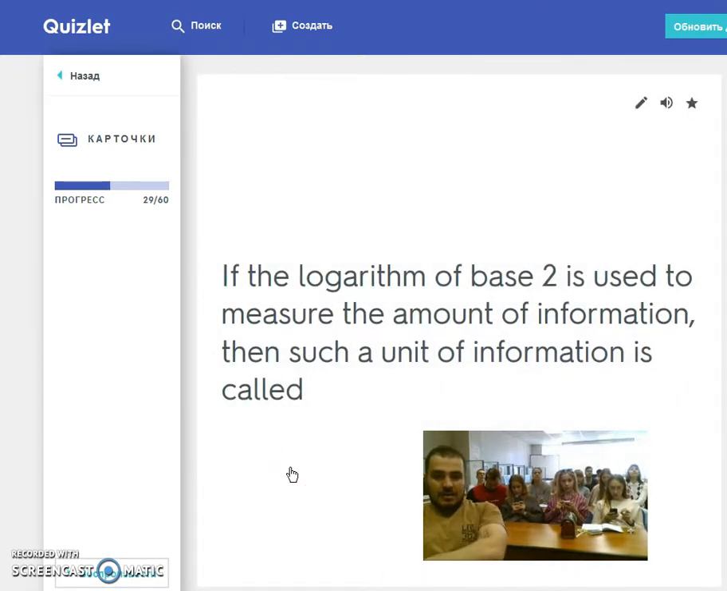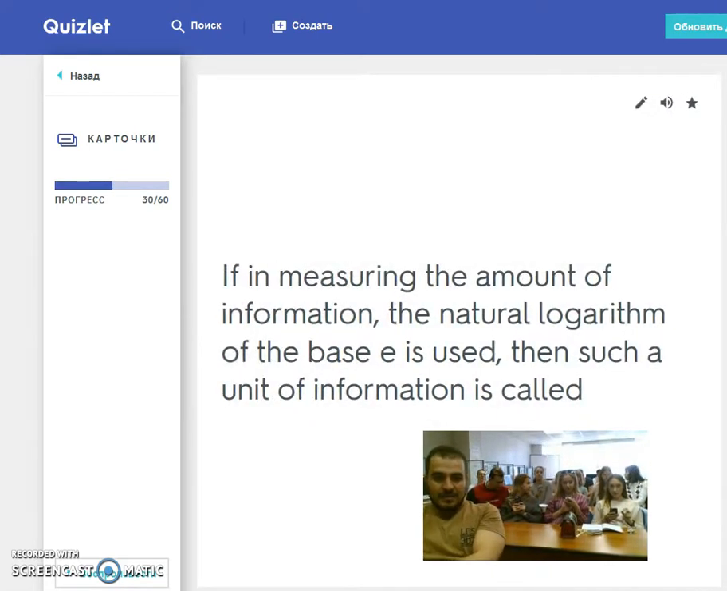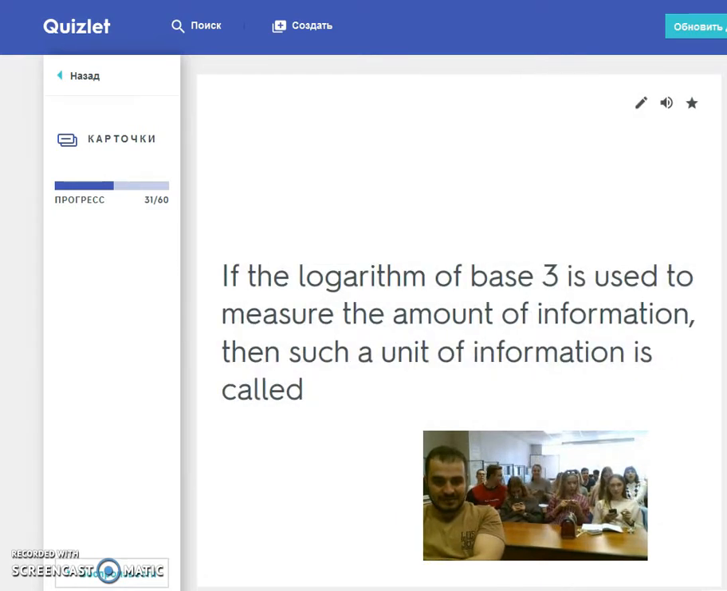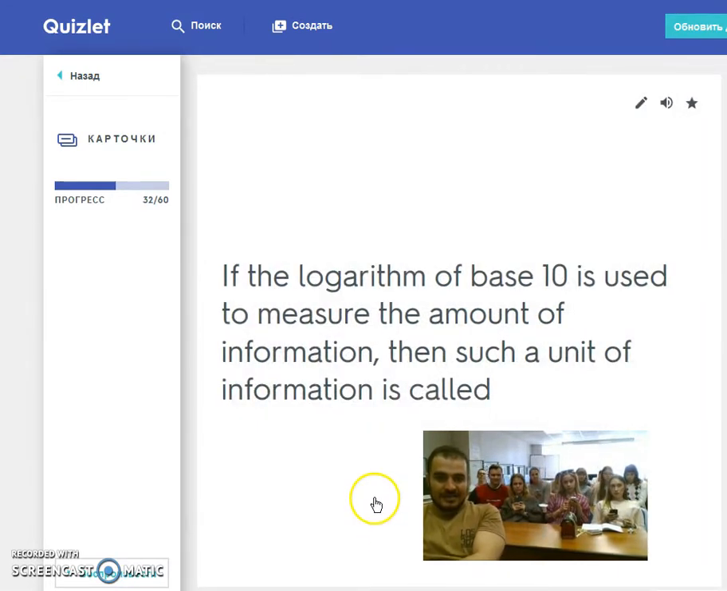If the logarithm of base 2 is used to measure the amount of information, then such a unit of information is called. If the natural logarithm is used, then such a unit of information is called. If the logarithm of base 3 is used, then such a unit of information is called. If the logarithm of base 10 is used, then such a unit of information is called.